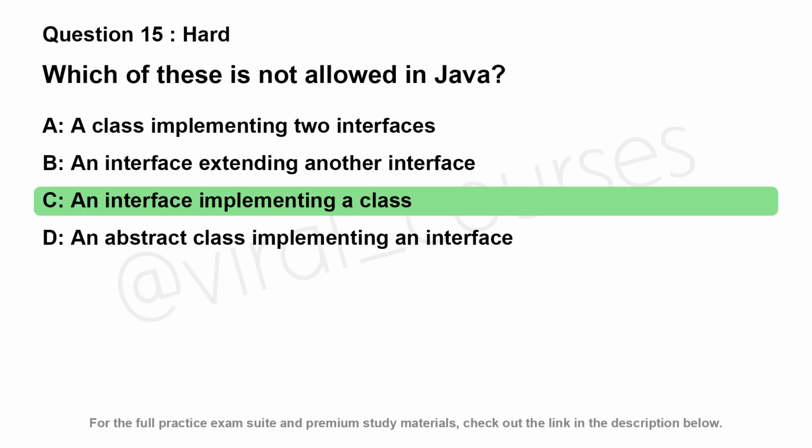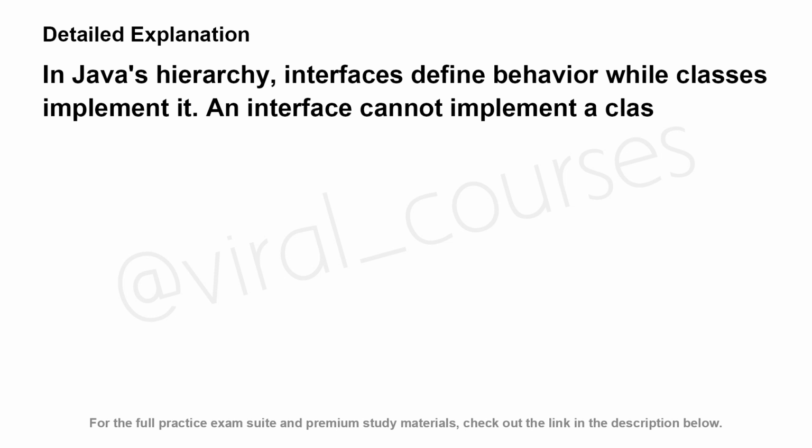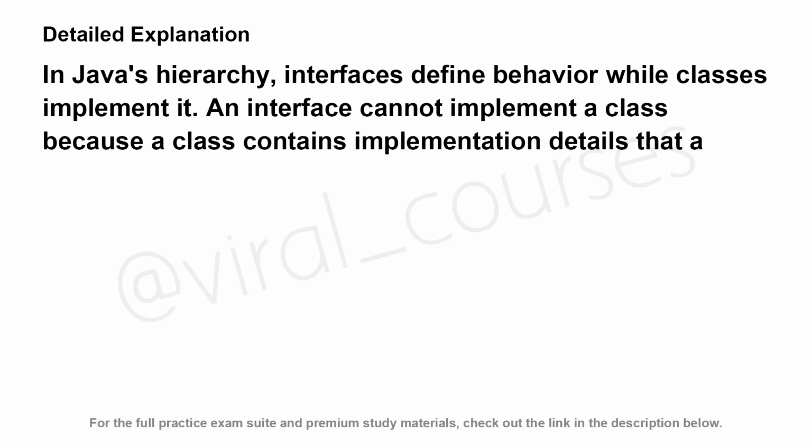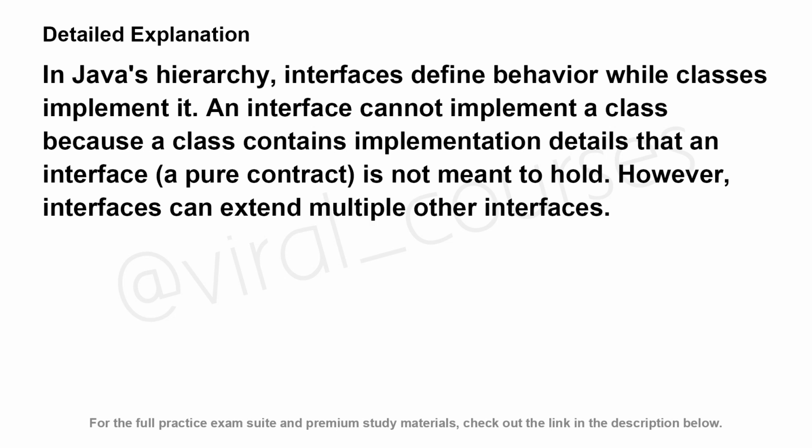The correct answer is C. In Java's hierarchy, interfaces define behavior while classes implement it. An interface cannot implement a class because a class contains implementation details that an interface, a pure contract, is not meant to hold. However, interfaces can extend multiple other interfaces.